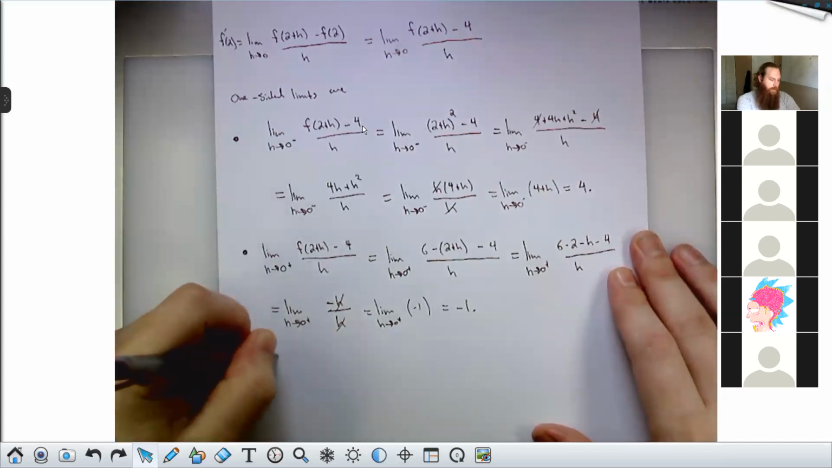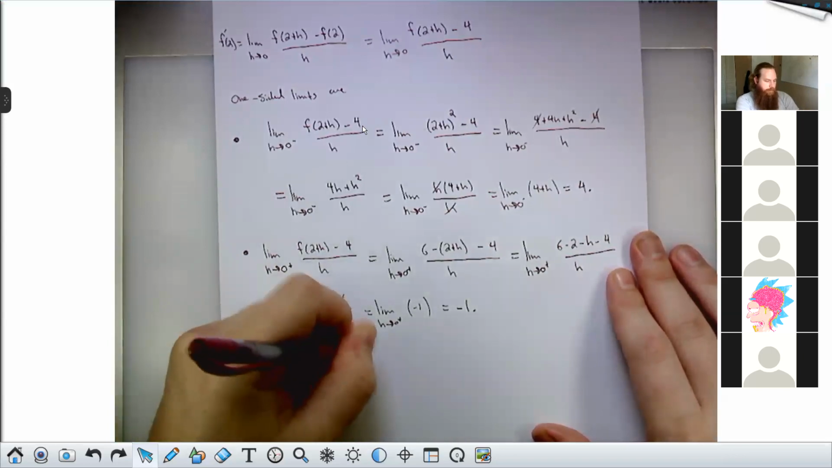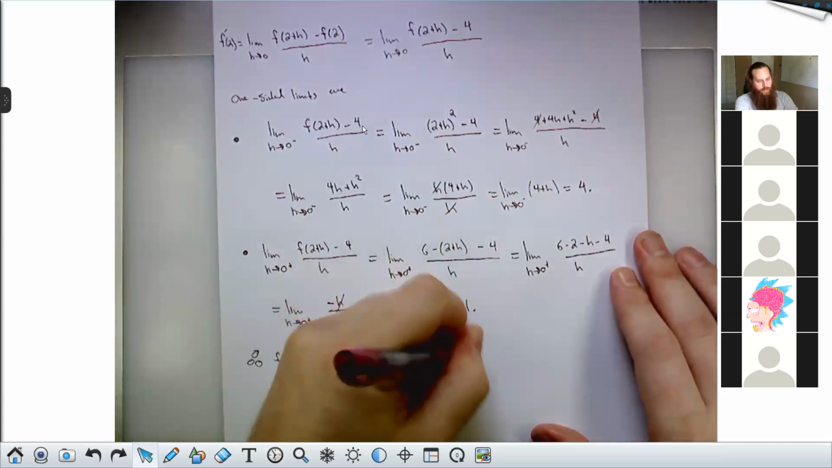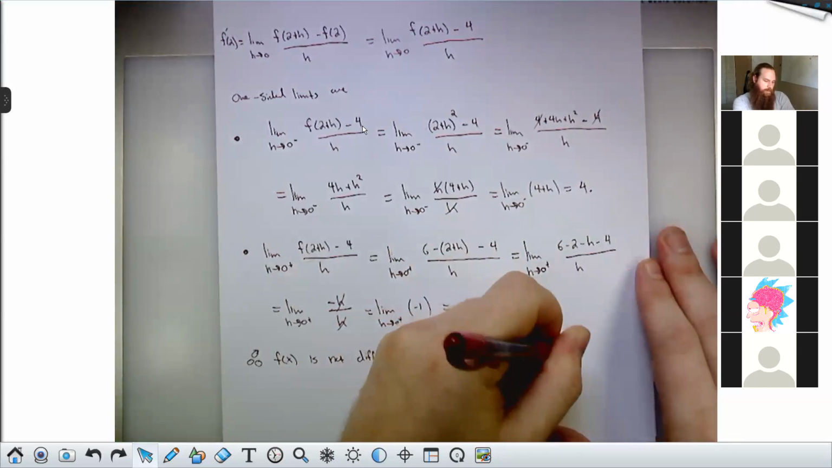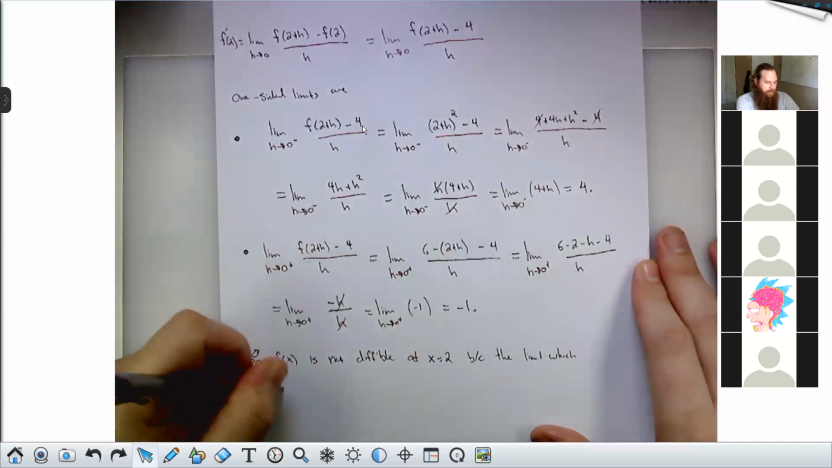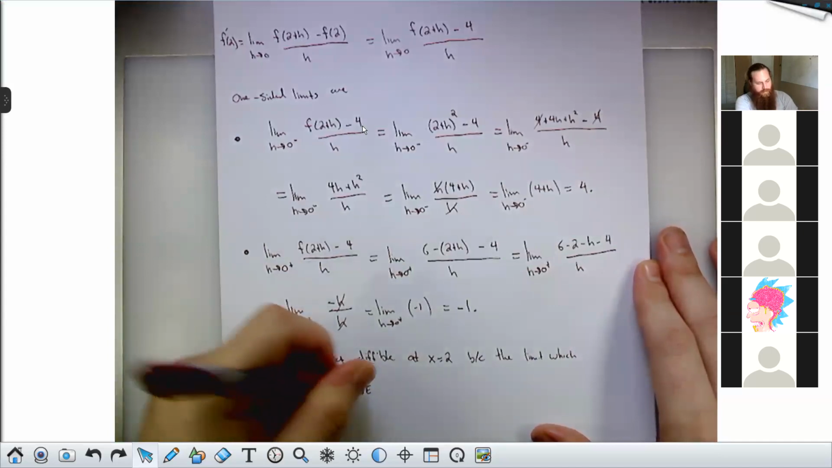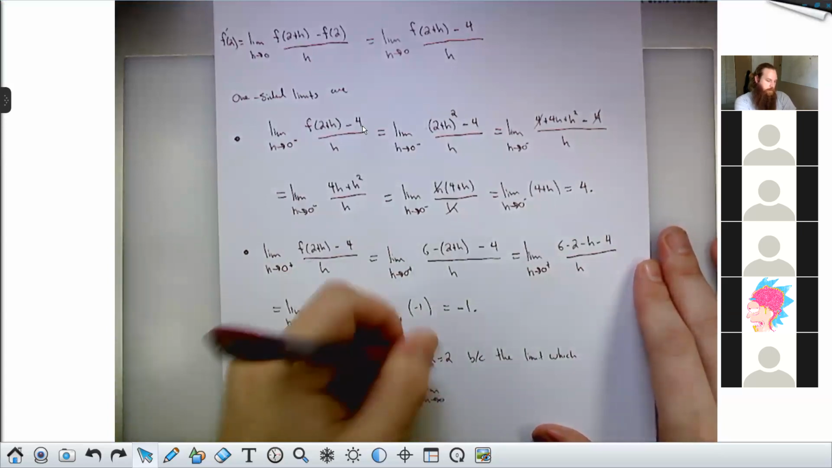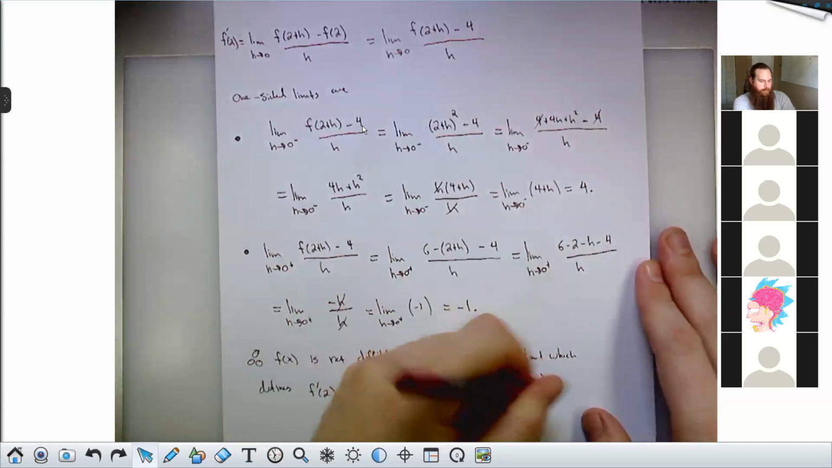So I would conclude here saying f of x is not differentiable at x equals 2 because the limit which defines f primed of 2 does not exist, because limit h to 0 of f of 2 plus h minus f of 2 over h does not exist.